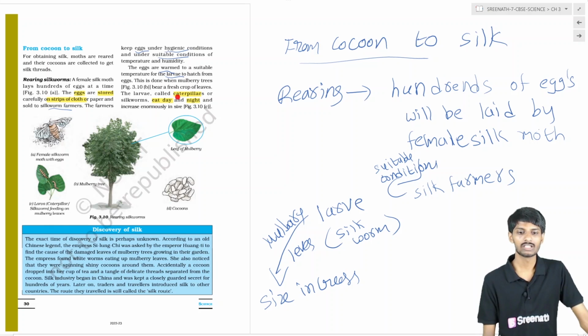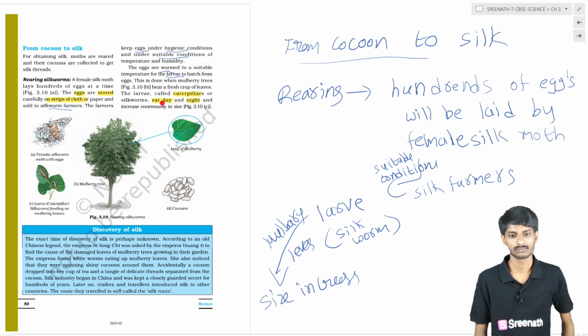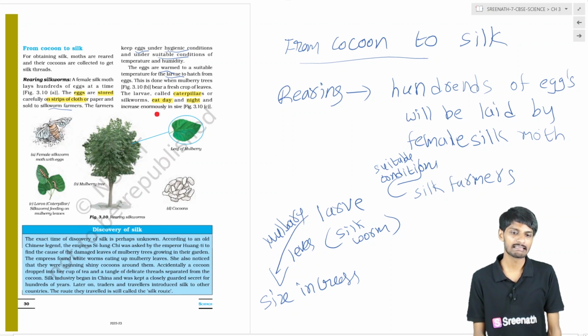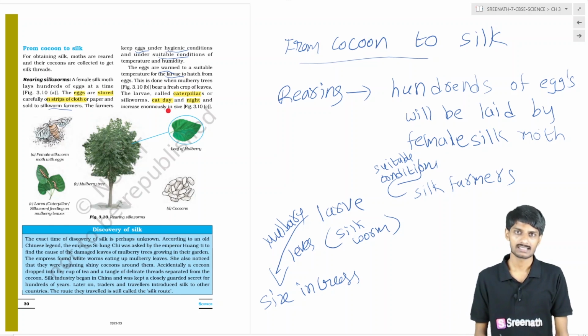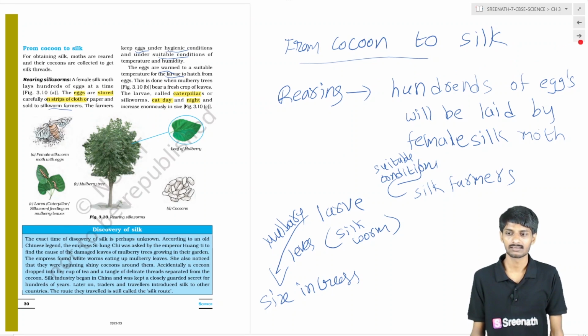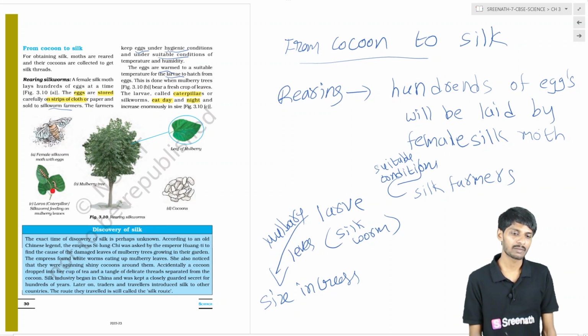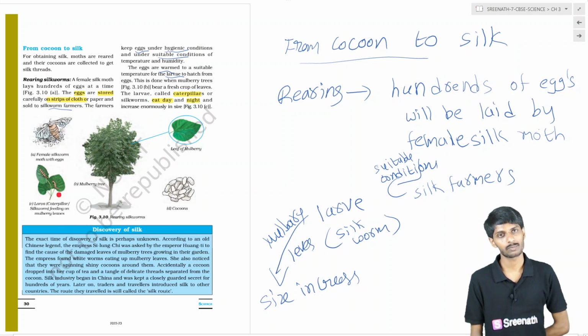So basically, the caterpillars or the silkworms will eat day and night, enormously, and increase their size. So there are so many eggs, and these eggs are converted into larvae, and these larvae are on the mulberry leaves. These leaves are eaten by the caterpillar. After that, they will weave a silk fiber around it and form a cocoon.